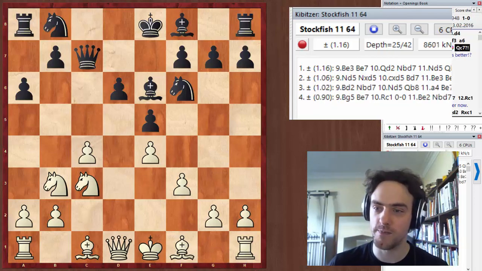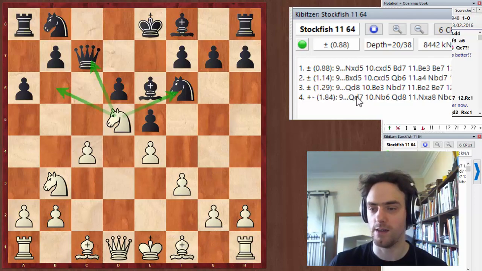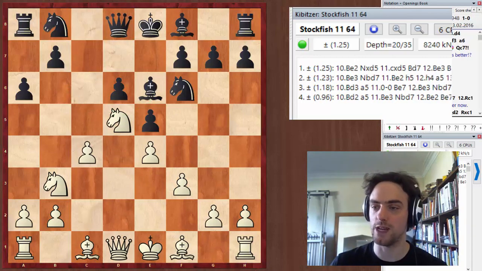Yay, good for us. We can go in here. Is there anything better than taking the knight? No, it says that taking the knight's the best move. Queen d8 is the second best, but again, white has that +1 advantage, so that's great.